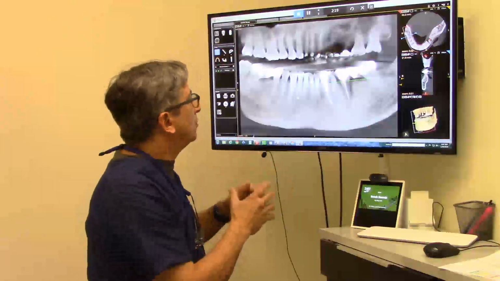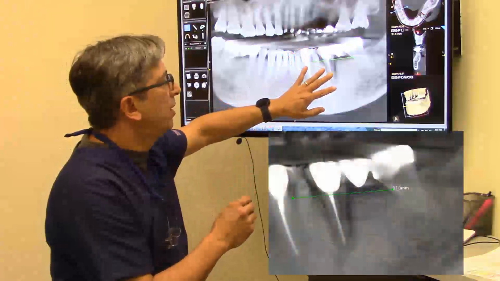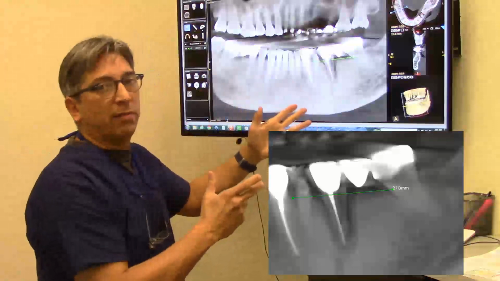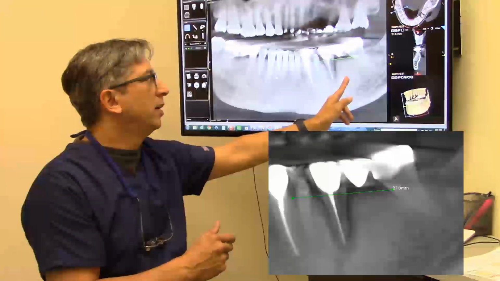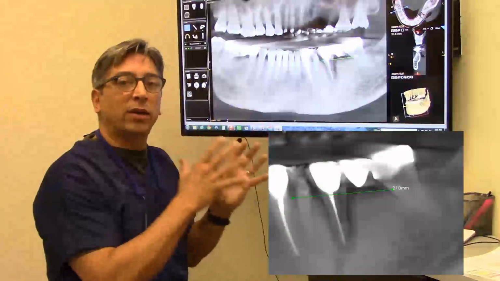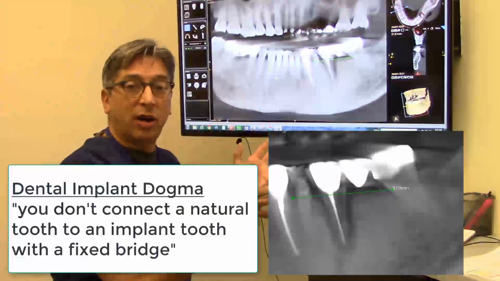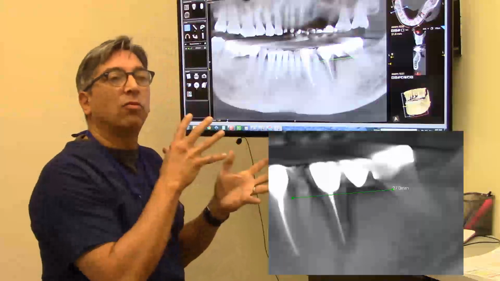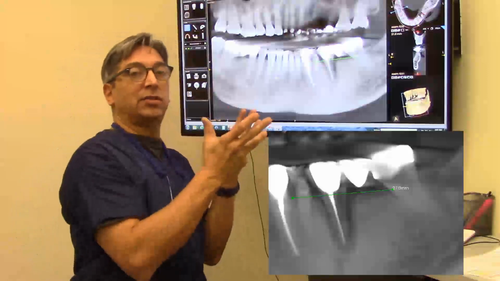So that's why CT cone beam is so important, to really look at the complexities of what people bring to us. Now, here we have a case where we have to do something restorative down the road, and if we go with implants, that means this site is no longer a bridge from an implant, let's say, to a natural tooth. That's one of those dogmas that we don't like to do, where you don't bridge a natural tooth to an implant tooth. Take a look at one of my other videos about why we don't like that. However, I do that from time to time because it's a case-by-case situation.